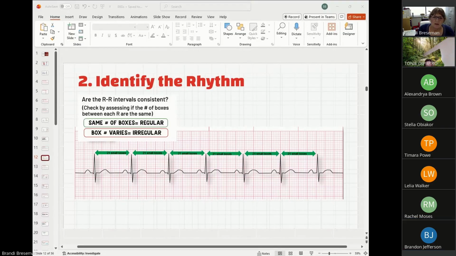All right. So you only have two choices for rhythm. It's regular or it's irregular. That's it.